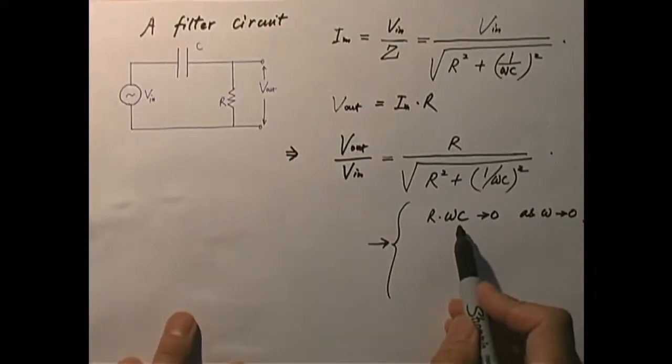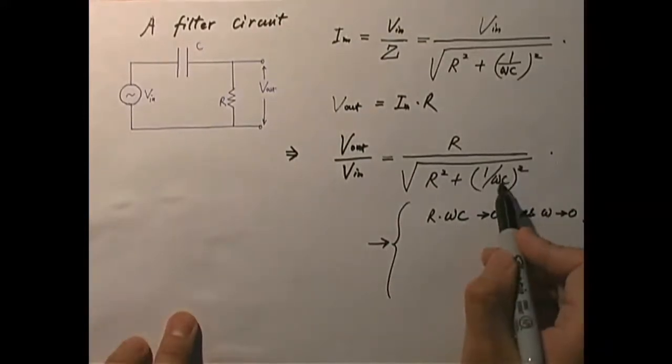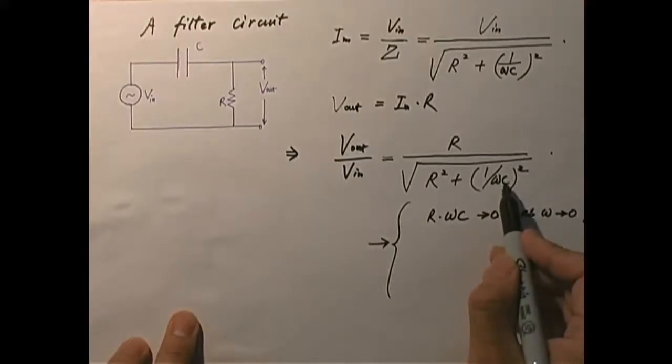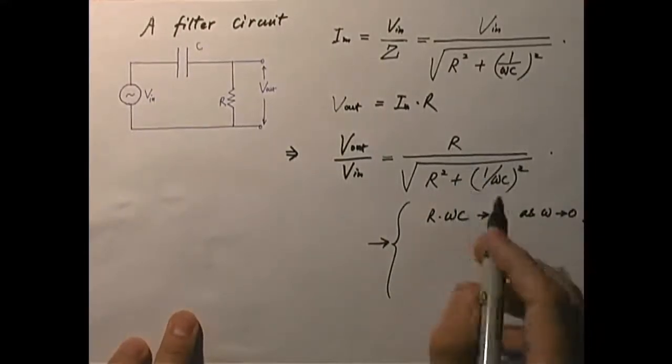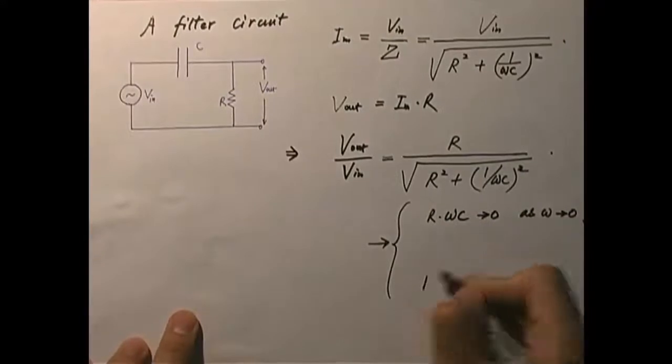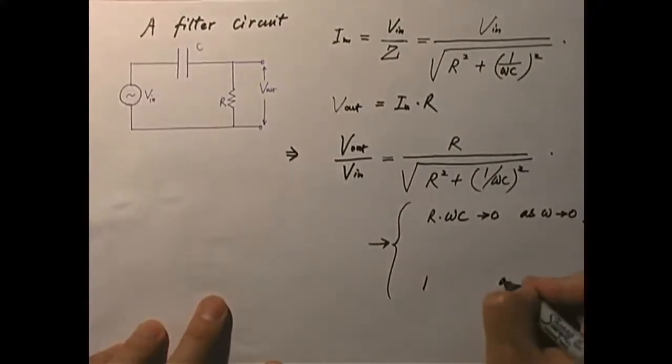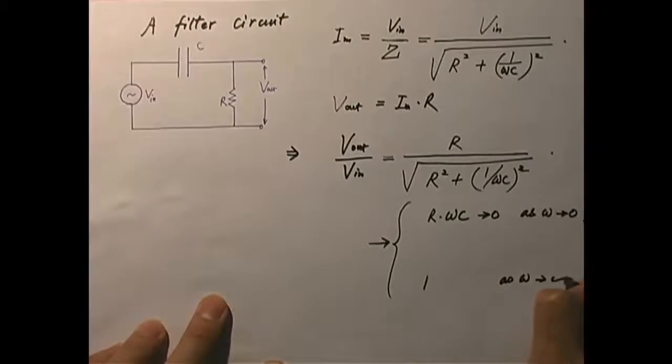On the other hand, when omega becomes very high, 1 over omega C is very, very small, so you can ignore that. R over R, you just get 1. So it approaches 1 as omega approaches infinity.